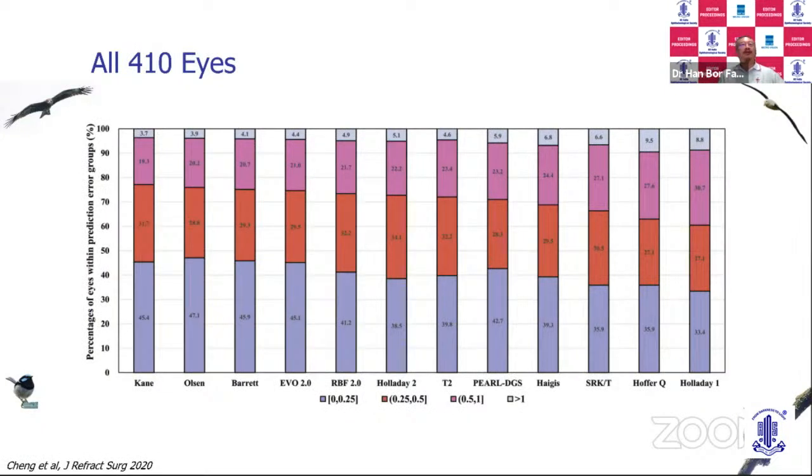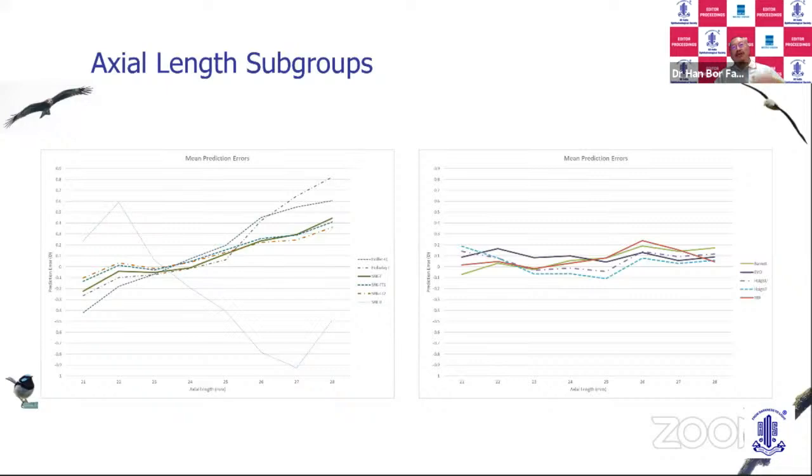This was just published in, I think, the latest issue of JCRS. Of this group, they have very good outcomes from Kane, Olsen, Barrett, EVO, and RBF. They're all close to 80%, way above the 70%. This is 410 eyes using swept-source OCT. What is interesting from our data is that this is the traditional formula, and this is the newer formula together with Haigis.